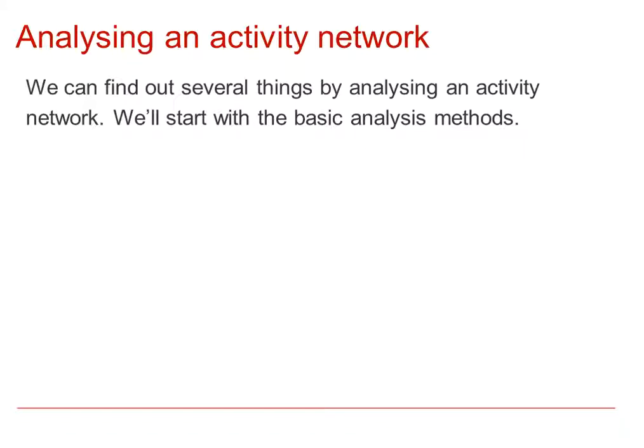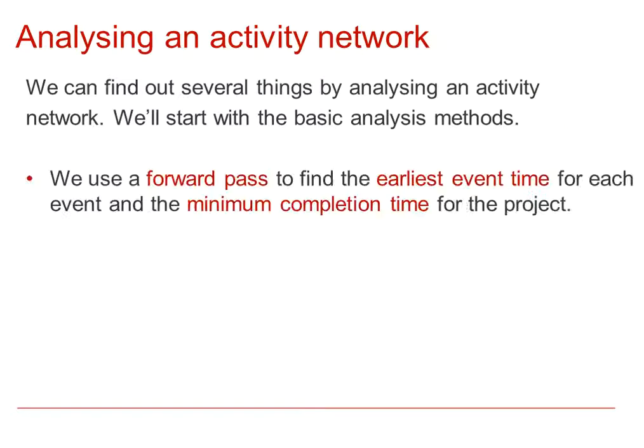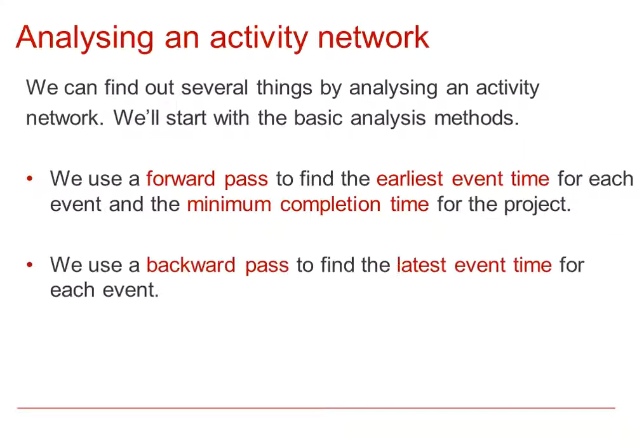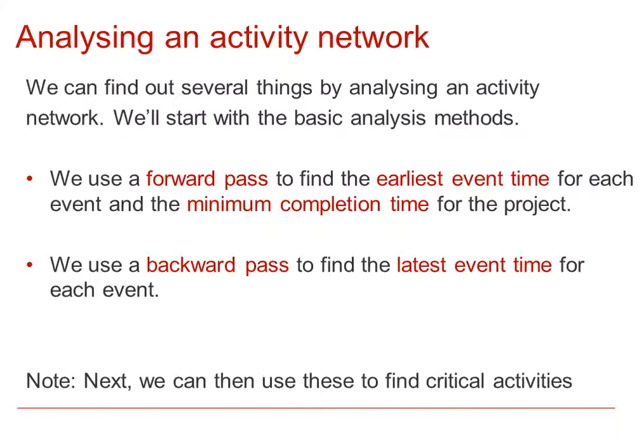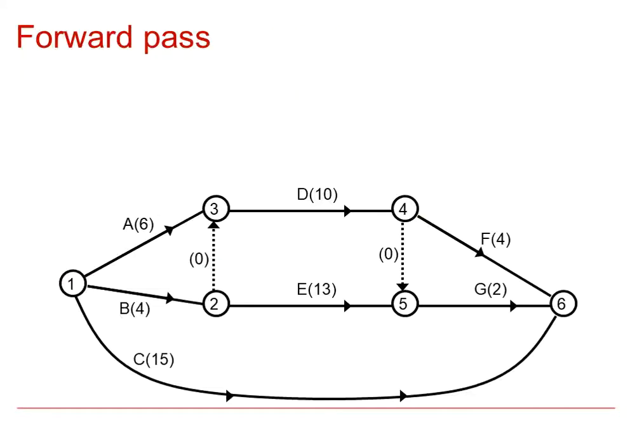We can find out several things by analysing an activity network, and we'll start with some of the basic methods. We use what's called a forward pass to find the earliest event time for each event and the minimum completion time for the project. We use a backward pass to find the latest event time for each event. We will use these in the next session to look at finding critical activities and critical paths.